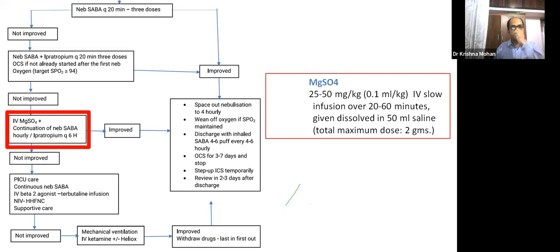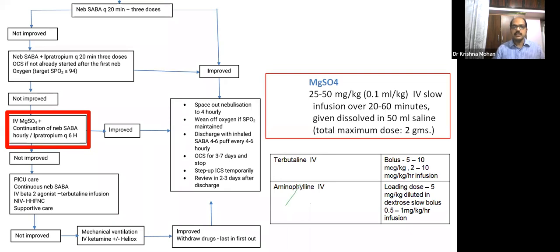Magnesium sulfate is a very, very effective drug. You can use it even in our peripheries. This is a comparatively very safe drug. The dose is 25 to 50 mg per kg, that is 0.1 ml per kg, given IV slowly in around 50 ml of normal saline. So this is magnesium sulfate given IV. That is one drug which is recommended after using salbutamol and the combination of ipratropium and salbutamol.